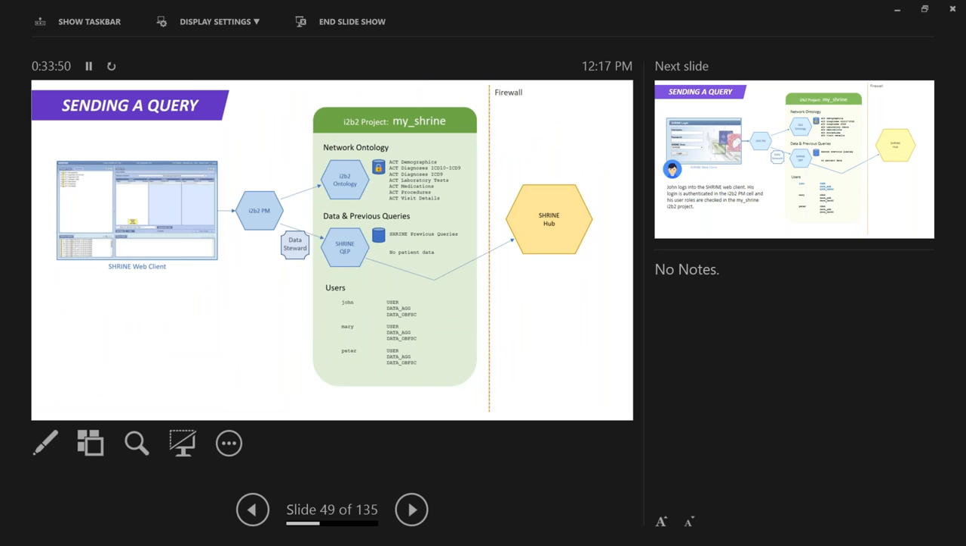So this is the typical setup that you'll see at your site. Of course, you're familiar with some of the components here. Your site will have a Shrine web client connected to an I2B2 project management cell. And here you have a project for Shrine. The project contains a network ontology that doesn't change; it represents the ACT ontology. As Doug mentioned, there are previous queries. What's important about this project is that your patient data doesn't live here. Your patient data lives in your I2B2 project, and I'll try to explain the difference later. And of course, this is your set of users. And here, the dotted line is the firewall between your site and the Shrine Hub.